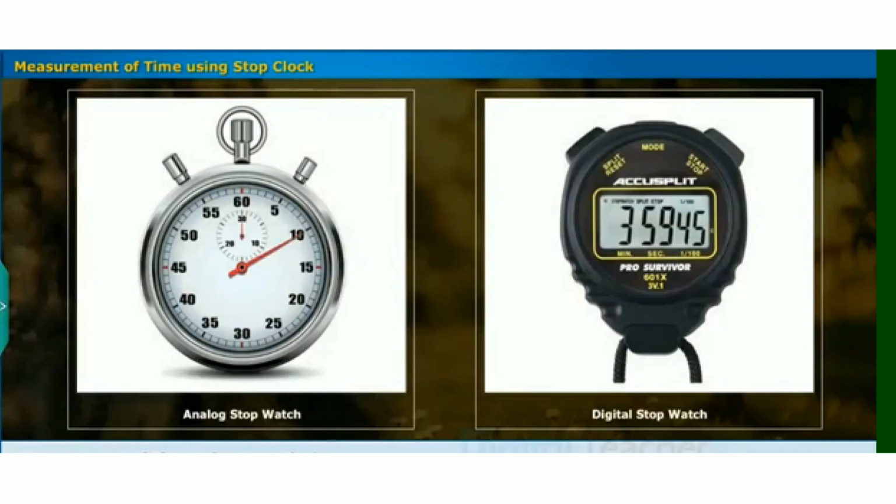Measurement of time using stop clock. Stop clock or stopwatch is an improved form of a wristwatch and it can be used to measure the time interval between the occurrence of events accurately. It can be started and stopped by pressing a button and measures time up to 1/10th of a second.